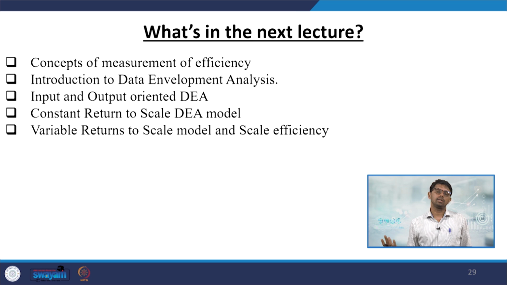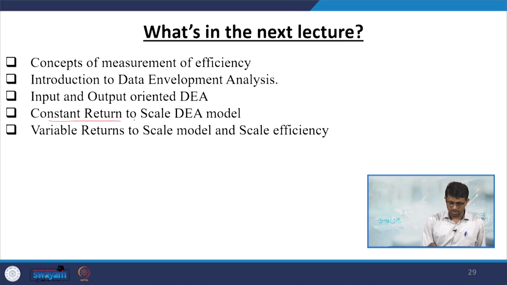And regarding the details, we will also go through a detailed schematic presentation of the entire possibility of productivity and efficiency. We will certainly emphasize different conceptions of measurement, data envelopment analysis, input and output oriented DEA, the constant returns to scale DEA model, the variable returns to scale model, and scale efficiency. So, these will be emphasized, and how far this is going to change variable returns and scale efficiency, etc.